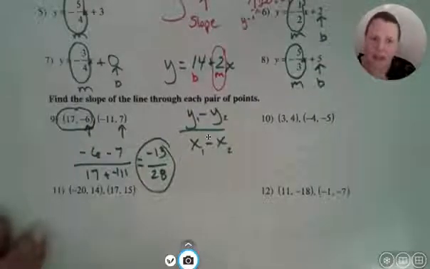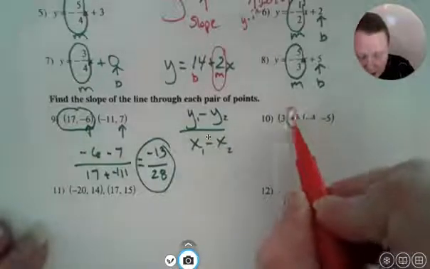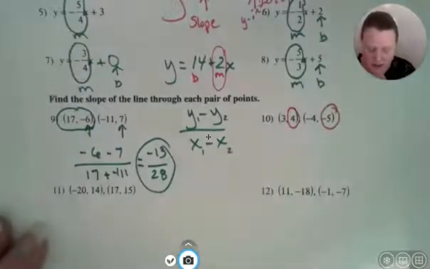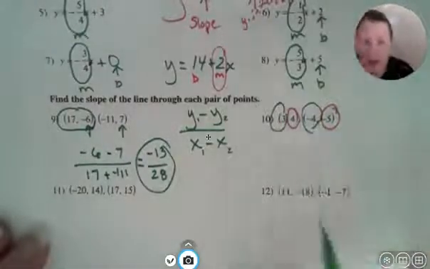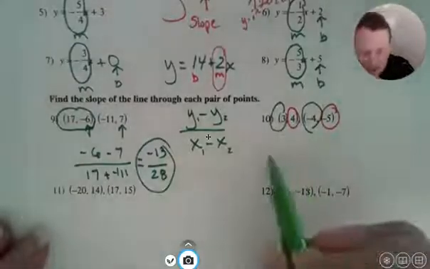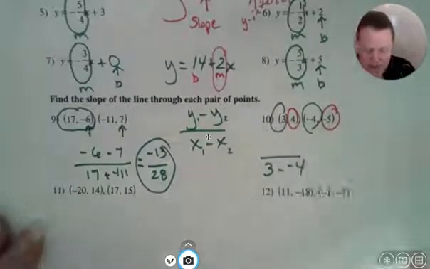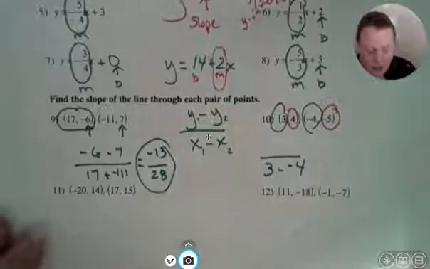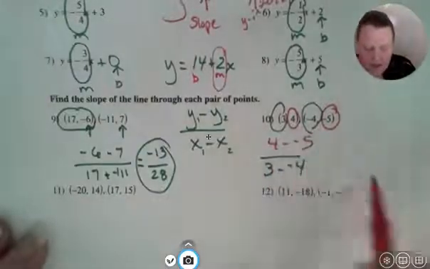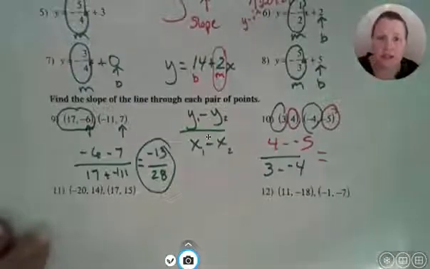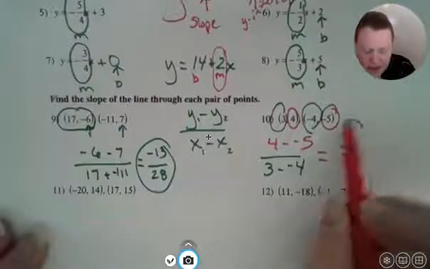Now we're going to repeat that process. Remember, we talked about the fact that if you need to use colors, go ahead and do that. These are my y's, and they go on top. These are my x's, and they go on the bottom. If I were going to rewrite this one, it would be 3 take away -4 in the denominator, and in the numerator, 4 take away -5. Again, I'm going to use my integer rules, or get out my Desmos calculator, and I'll find that it is 9 over 7, and I have a final answer.